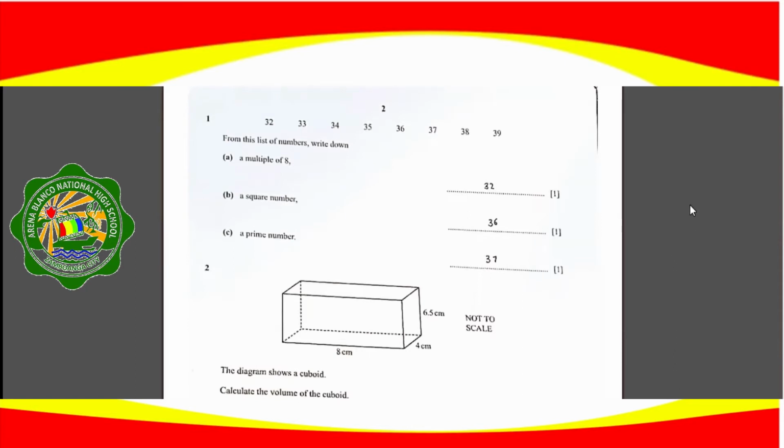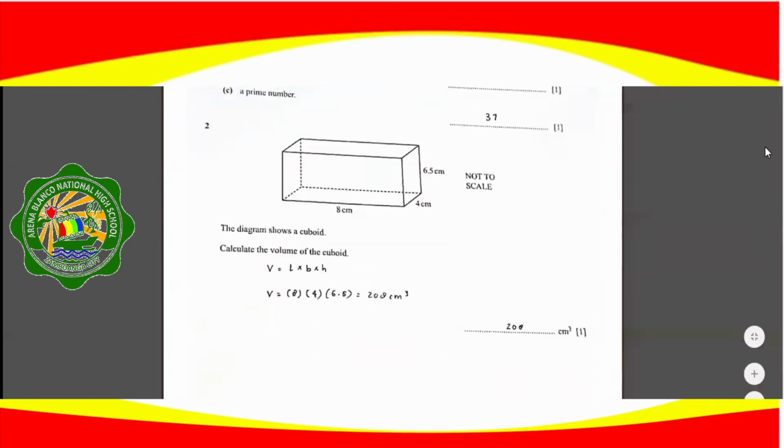Now let's proceed to number 2. The diagram shows a cuboid. Calculate the volume of the cuboid. So the formula is volume is equals to length times width times height, which is 8 times 4 times 6.5, which is 208 centimeter cube. Okay, that's correct. Let's proceed.